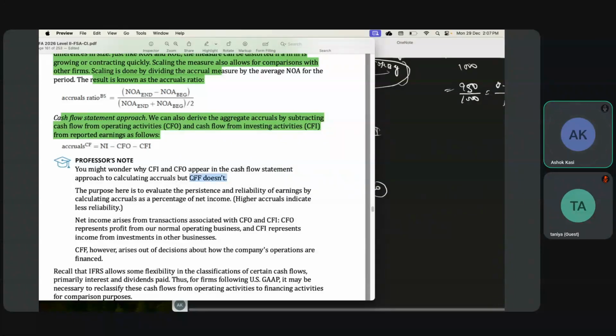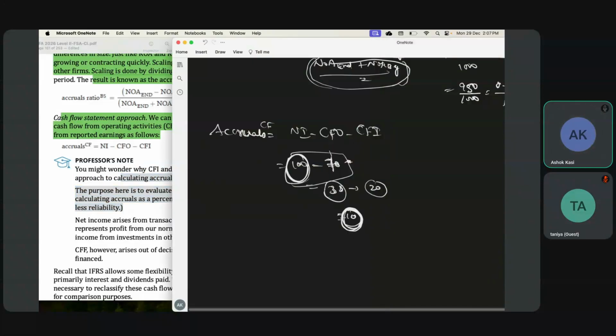Why is CFF not mentioned? Here they have given one good reasoning. You might wonder why CFI and CFO appear in the cash flow statement approach to calculating accruals, but CFF does not. The purpose here is to calculate persistence and reliability of earnings by calculating accruals as a percentage of net income. Higher accruals indicate less reliability, because 10 rupees you did not get out of 100 rupees income.